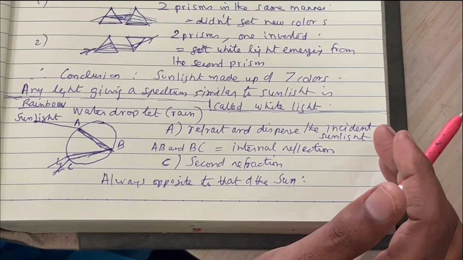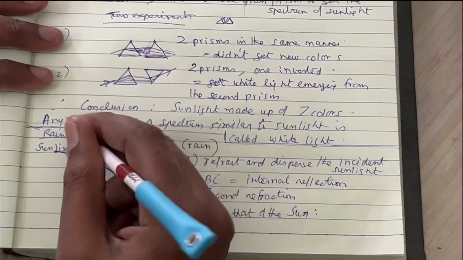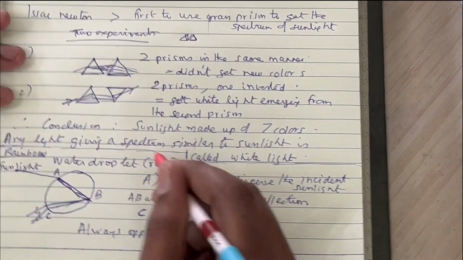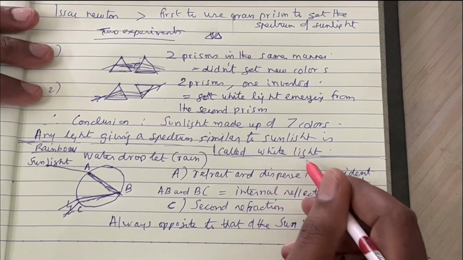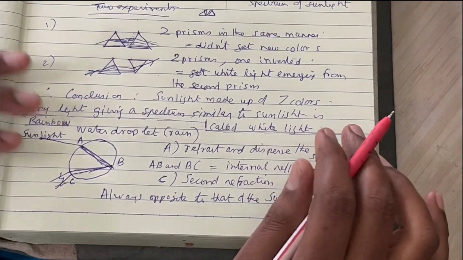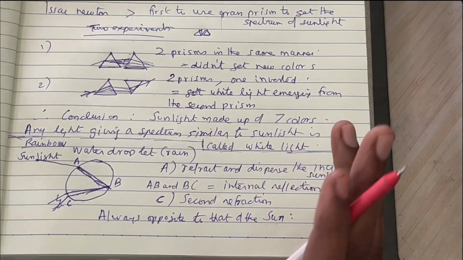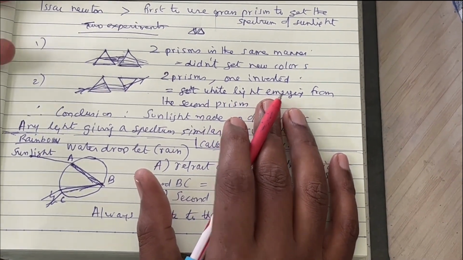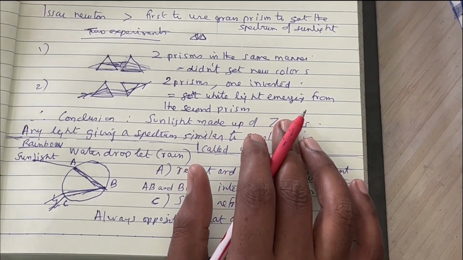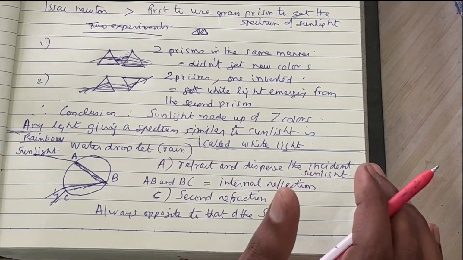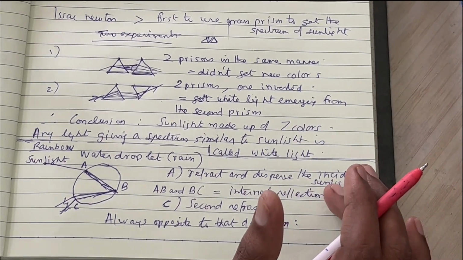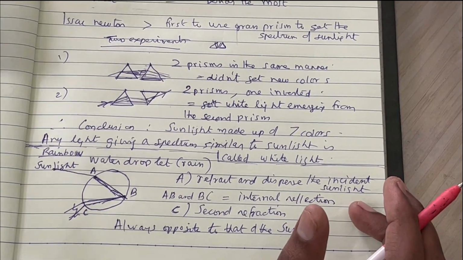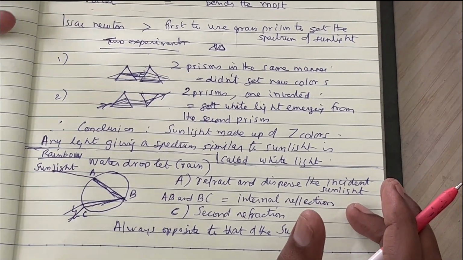Now note the point that any light giving a spectrum which is similar to sunlight is called white light. So there's a definition for white light: white light is defined as a color which should constitute these 7 colors. White light should be similar to sunlight.